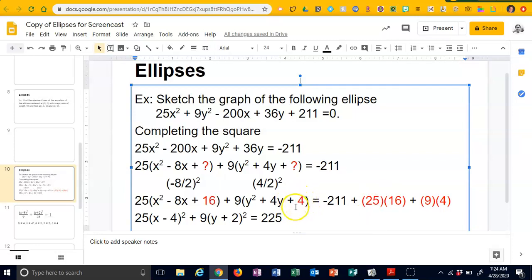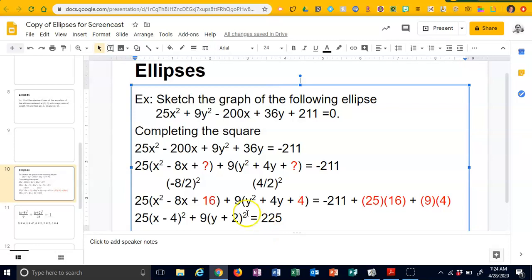Likewise, right here, I'm not really adding this red 4. I mean, I am, but there's 9 out front of the parentheses, so I'm really adding 9 times 4, which is 36. Or I'll just go ahead and put plus 9 times 4 on the right-hand side.